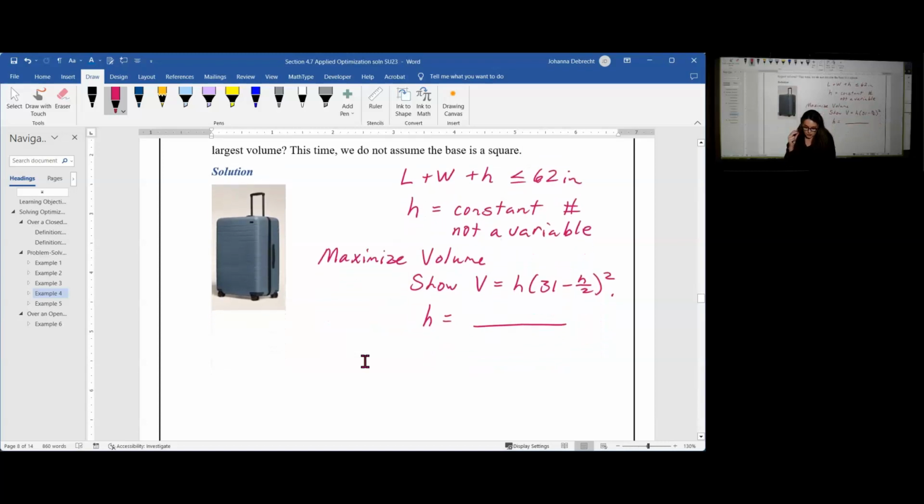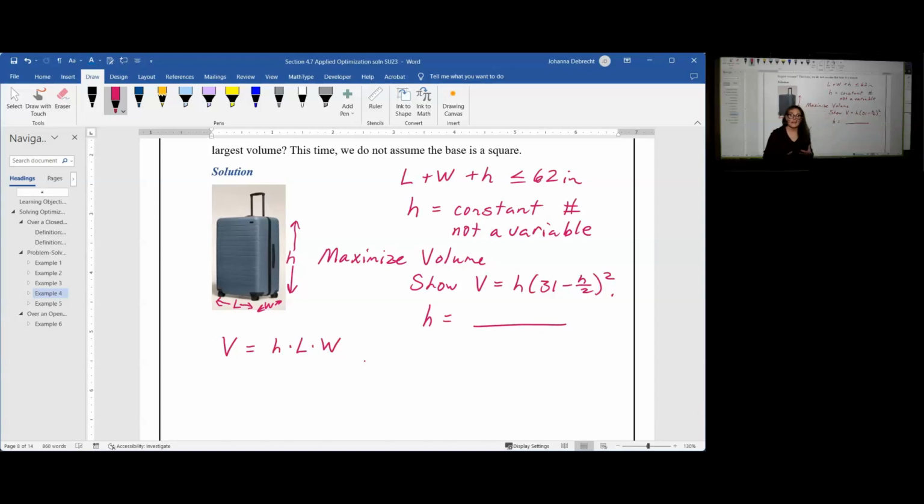Okay, well, maybe I should draw another picture or label the picture that you see here. If I let this be the length and I let this be the width, then this would be the height. Again, I can write the objective function to relate the variables together. V is equal to the height times the length times the width.